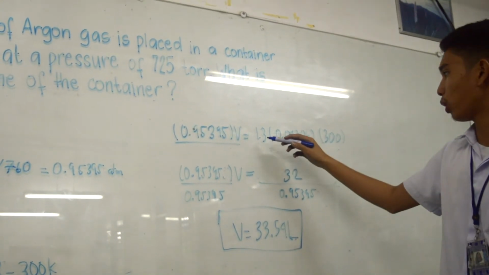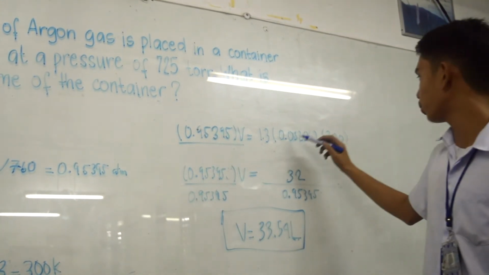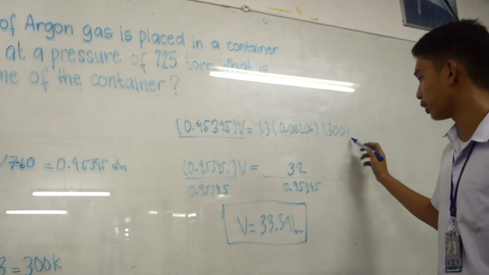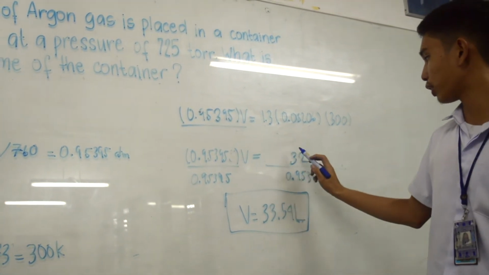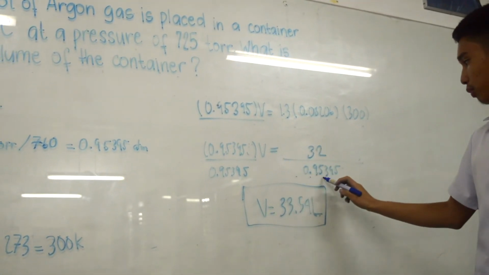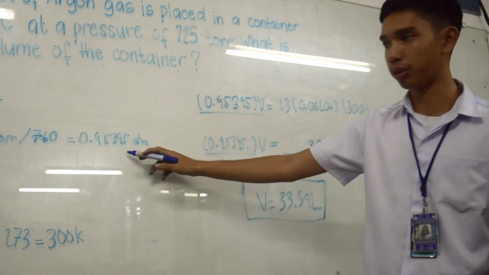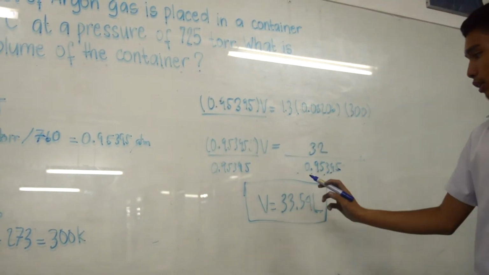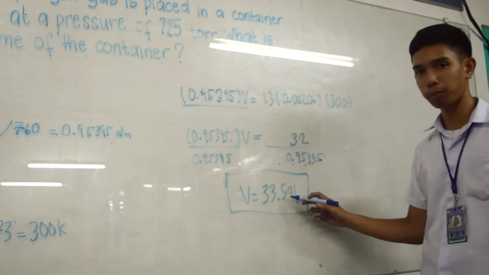Then we need to multiply 1.3 to the R constant and to the temperature, which is 300 Kelvin, so 32. Then we need to divide 32 by 0.95395, or the pressure. So the final answer is V is equal to 33.54 liters.